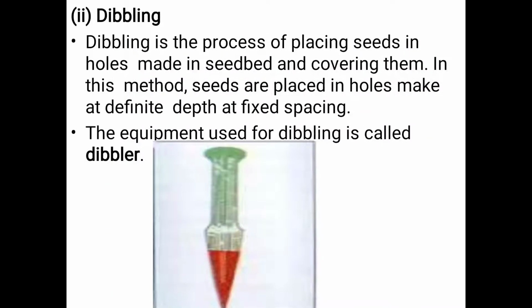Dibbling. Here is shown a dibbler. Dibbling is the process of placing seeds in holes made in the seedbed and covering them. In this method, seeds are placed in holes made at a definite depth at fixed spacing. The equipment used for dibbling is called a dibbler.